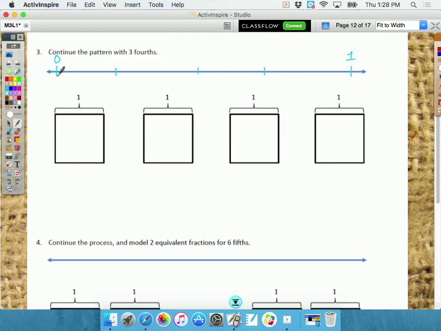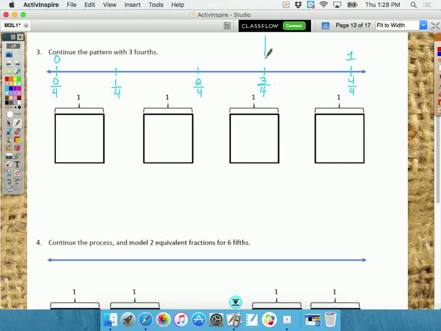So let's count the spaces. 1, 2, 3, 4. So I got it. My denominator? 4. Good. Downstairs. And don't forget to start with 0/4 when you start your fractions. Now it says to show 3/4.